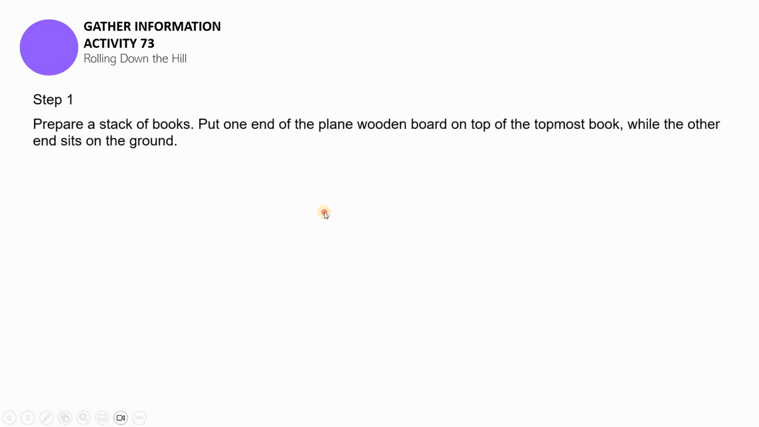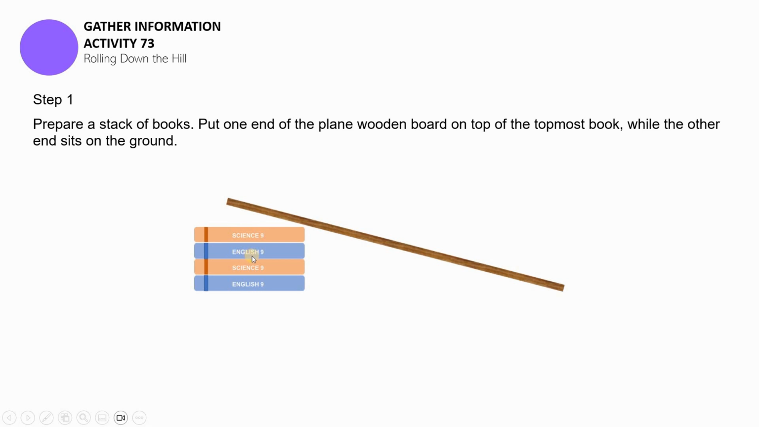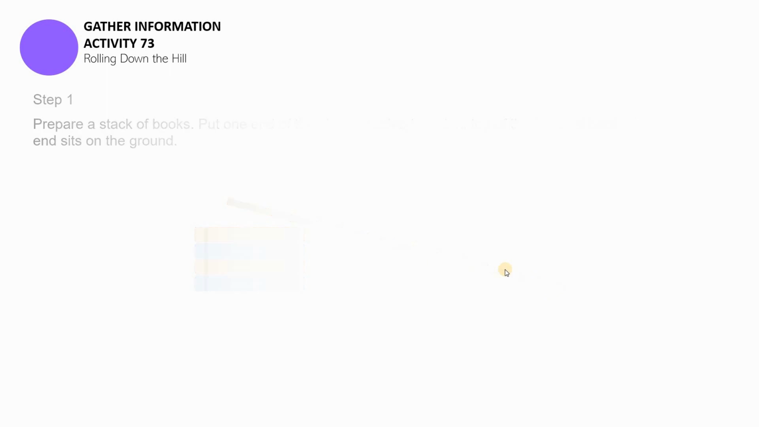The first step is you have to prepare a stack of books, and then you have to put one end of the plain wooden board on top of the topmost book, like this, while the other end sits on the ground or on the floor.